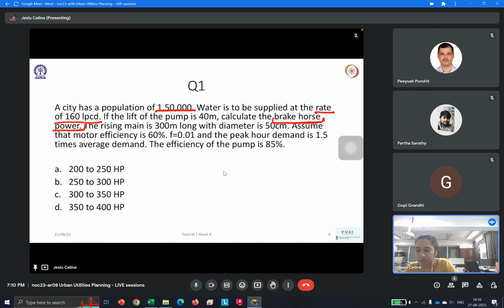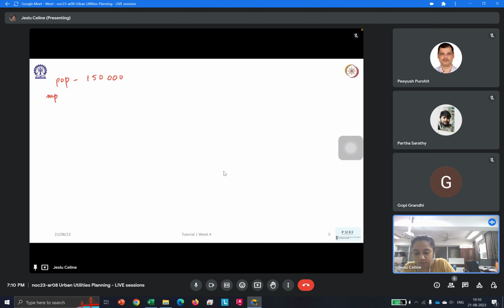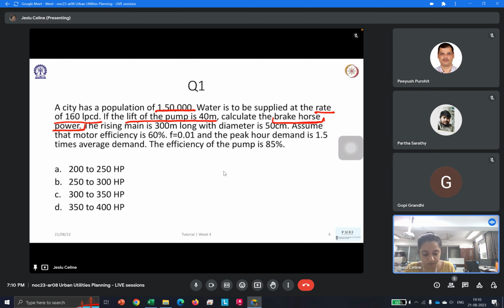So that we will do later. So I'm just writing it over here. Our supply rate is given as 160 LPCD, and the lift of the pump is given as 40 meters. So that's already given, the lift of the pump. By this lift, what is meant over here is the lift of the pump.